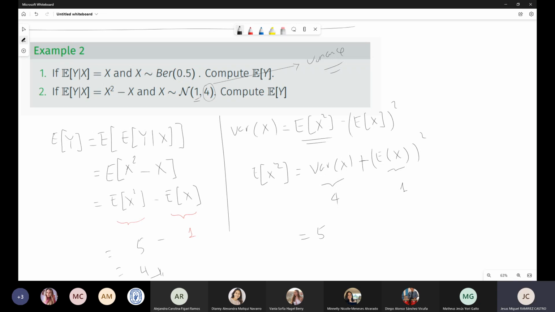Ya bueno, entonces llegamos al momento de descanso. Ahí nos tomamos unos... Ah, dime Yori.